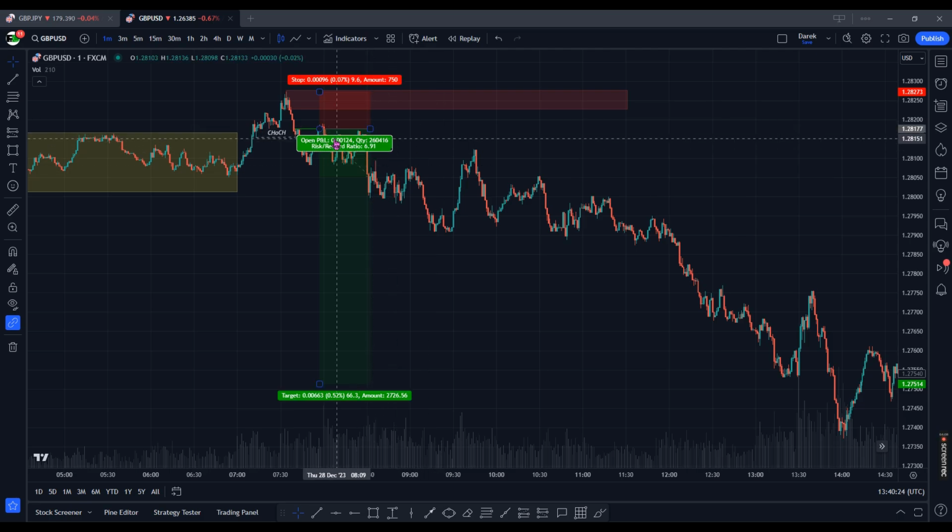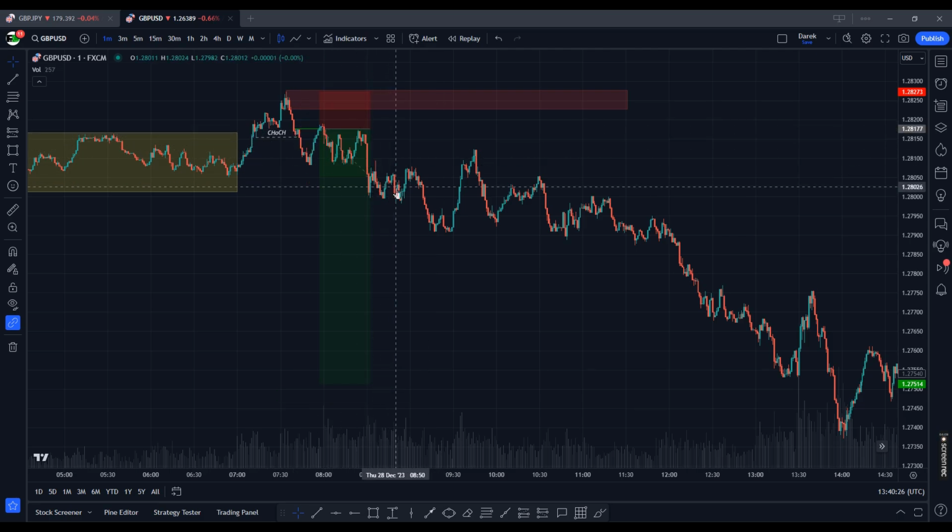Using the same concept as you would here. This build-up of structure is the next area you expect to be taken out. You also have this little inefficiency left above. That's your zone to enter from. And you set your stop loss above the previous structure point.